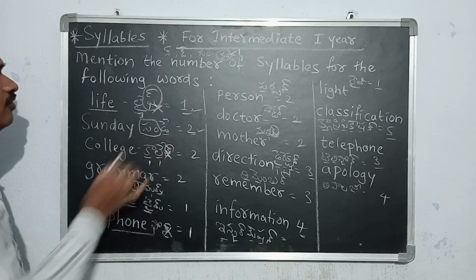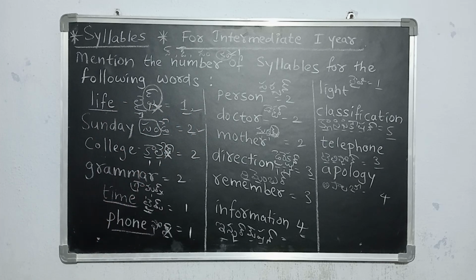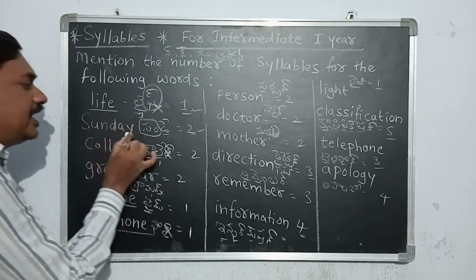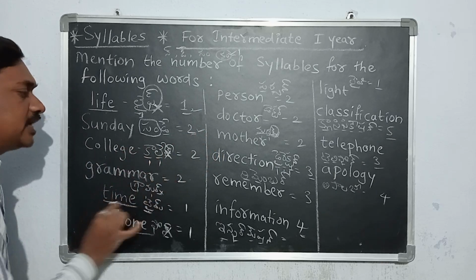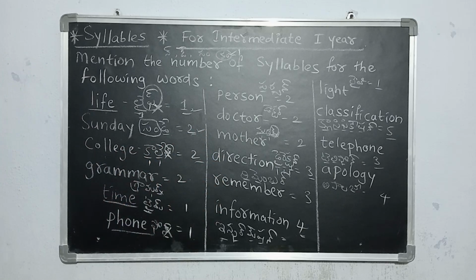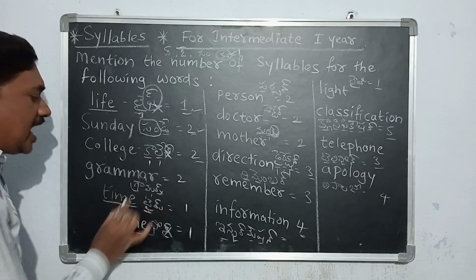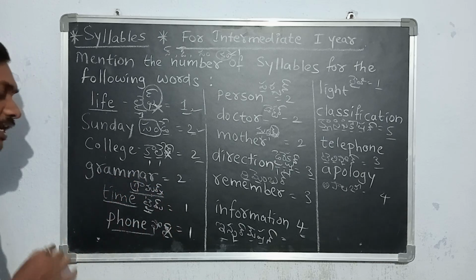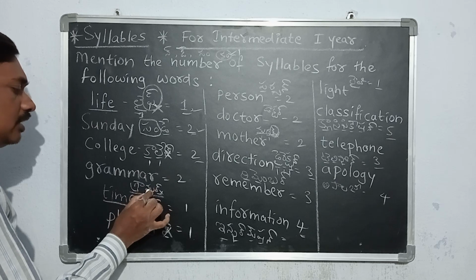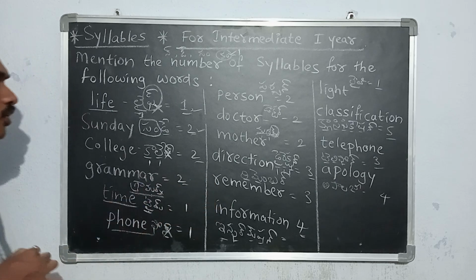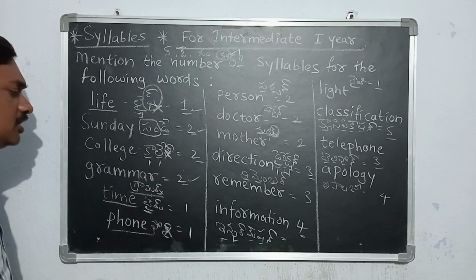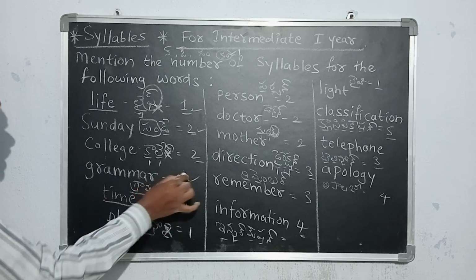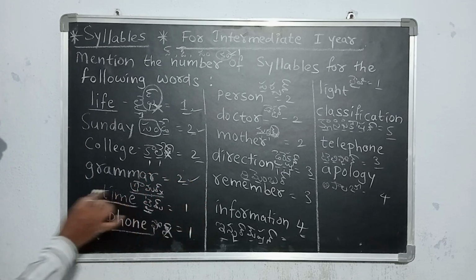So life, one syllable, monosyllabic word. Sunday has two syllables, so disyllabic word. College has only two syllables, so this is also a disyllabic word. Grammar, when we write it in Telugu, there are two letters we can count, so it is a disyllabic word, two syllables. And monosyllabic word, time.